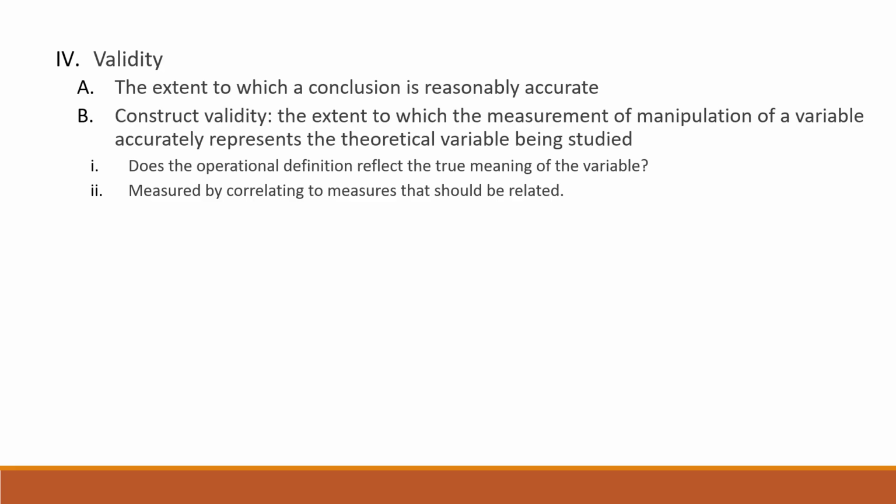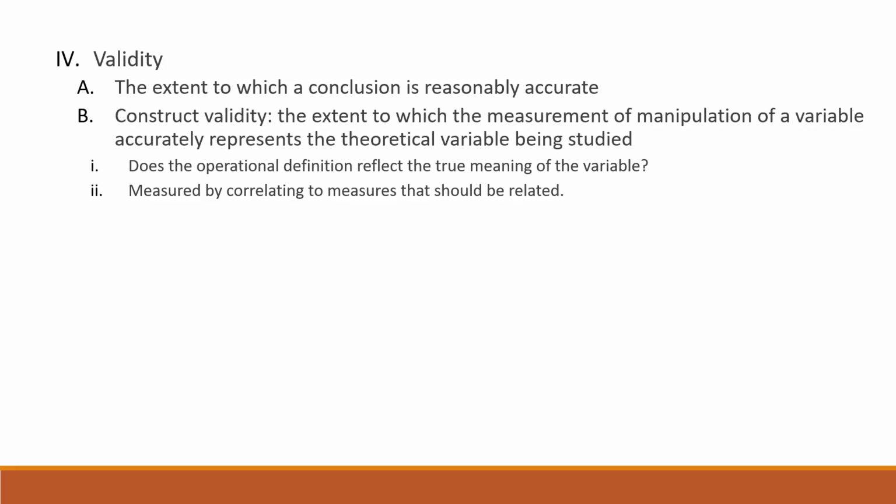We evaluate the validity of both our research and that of others, and we do that by breaking it down into different categories. Some we will talk about now, and others we will talk about later. Construct validity refers to the extent to which the measurement or manipulation of a variable is accurate and represents the theoretical variable being studied. Is the way I measure intelligence a valid measure of intelligence? And we can examine this by asking ourselves if the operational definition reflects the true meaning of the variable.